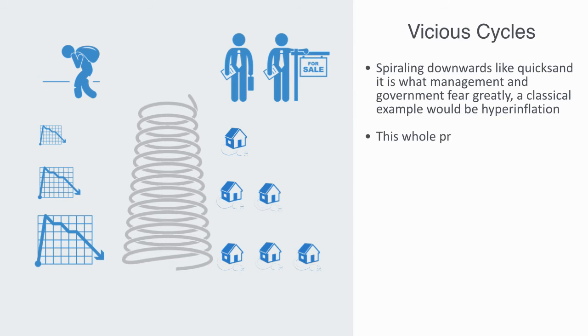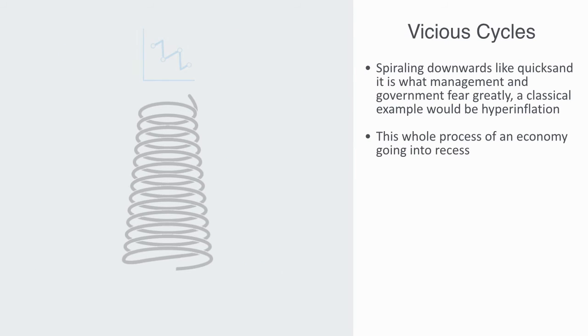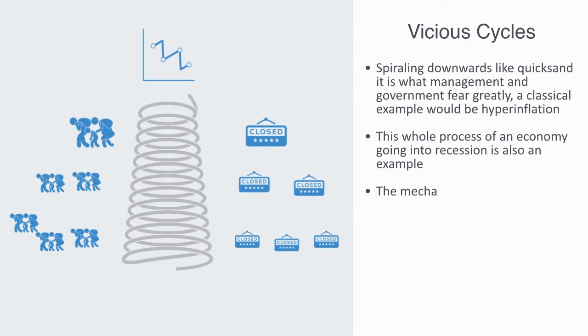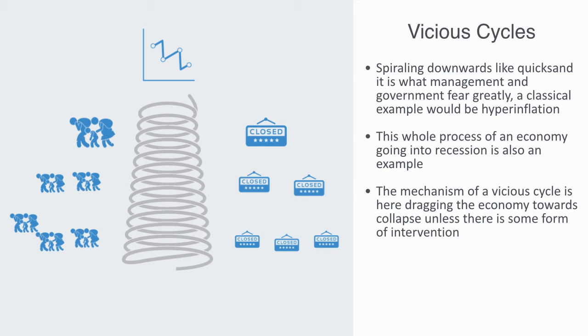The whole process of an economy going into recession is also an example. Significant job losses lead to reduced spending, harming additional firms, causing more job losses, and causing prices to fall in a way that makes those who still have an income hold back on spending because they expect things to be even cheaper in the future. The mechanism of a vicious cycle is here, dragging the whole economy towards collapse.